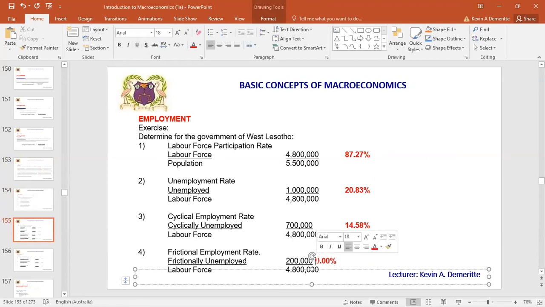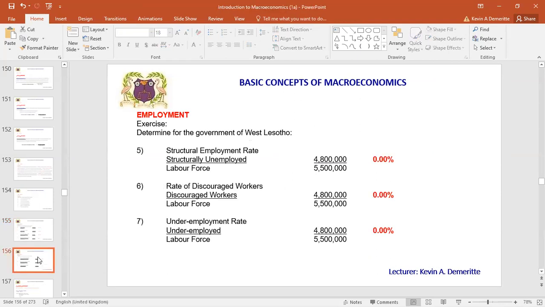Right, and so what do we get? 0.0416. And when you multiply by 100, you get 4.16%. Right. Everybody happy with 4.16%? All right, fine.